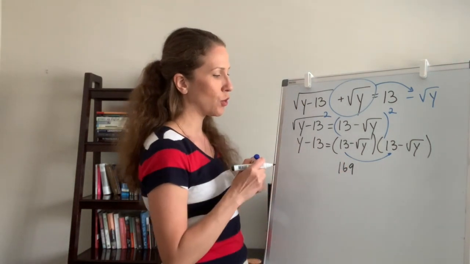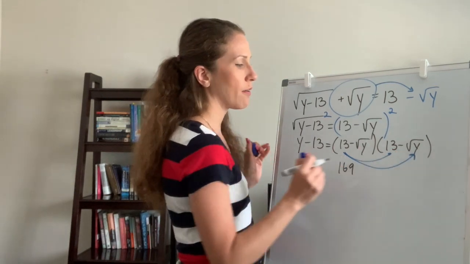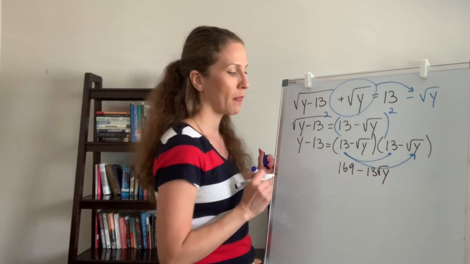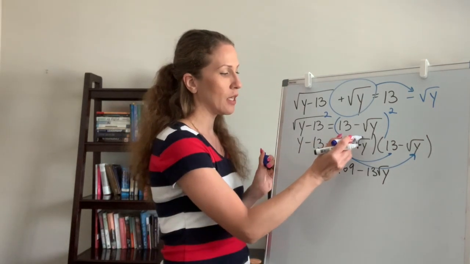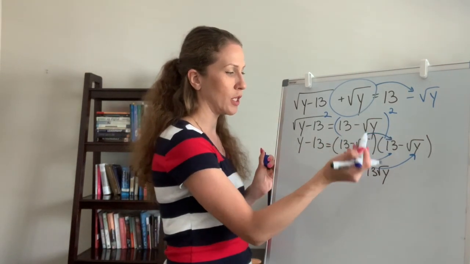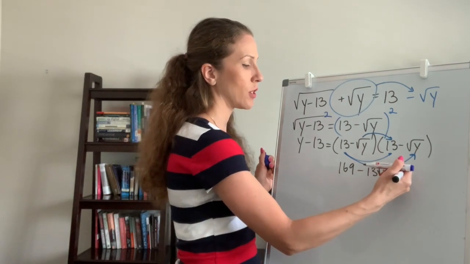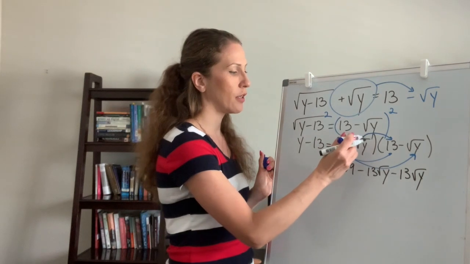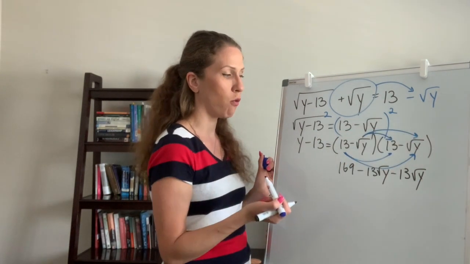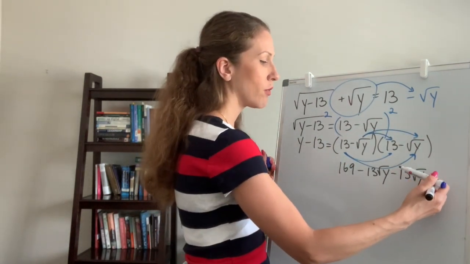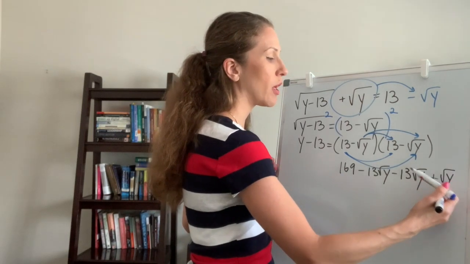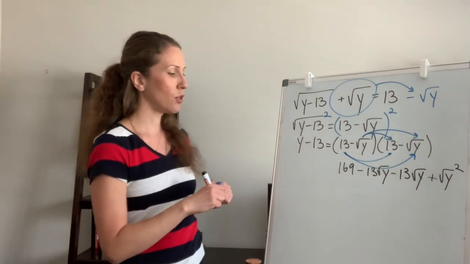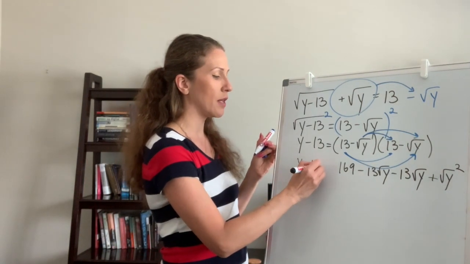Then you're going to do 13 times negative square root of y, which is negative 13 square root of y. Then you're going to do negative square root of y times 13, which is another negative 13 square root of y. And then finally, negative square root of y and another negative square root of y will give you a positive square root of y, since you're multiplying it by itself, squared. And you still have your y minus 13 on the left side.